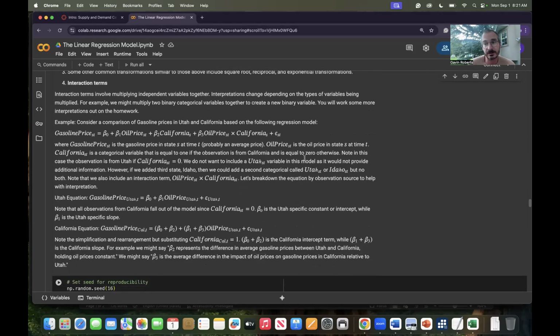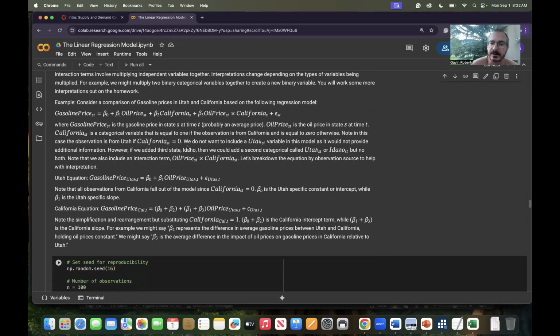So interaction terms are going to be really important in this class, especially when we get into things like difference in differences, but broadly important. So now, instead of just looking at independent variables on their own, we might interact them together and think about them together. So let's consider an example of gasoline prices by state.